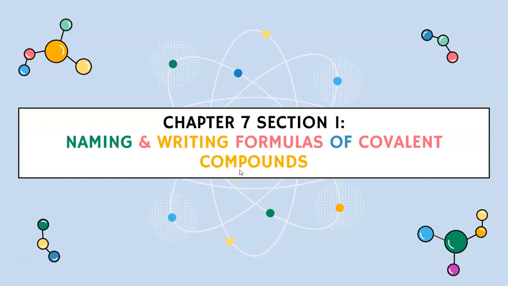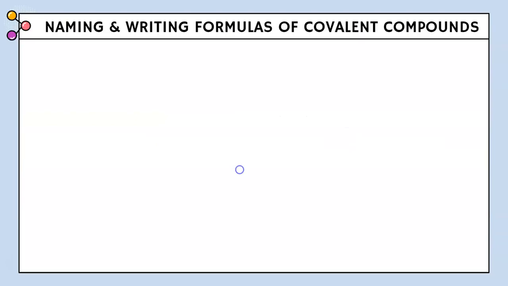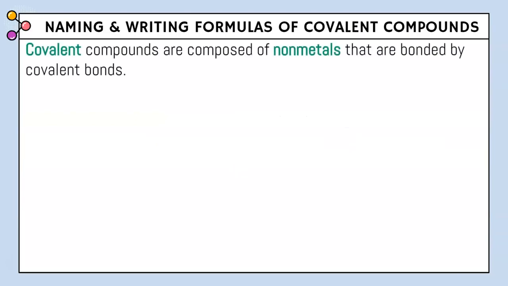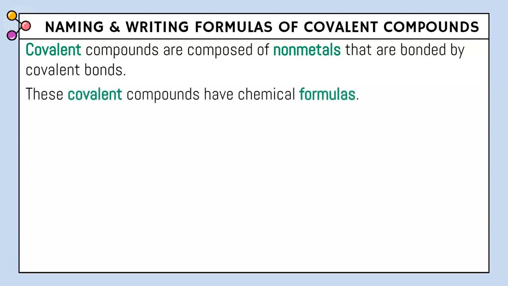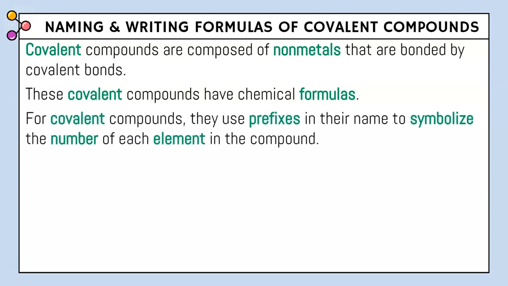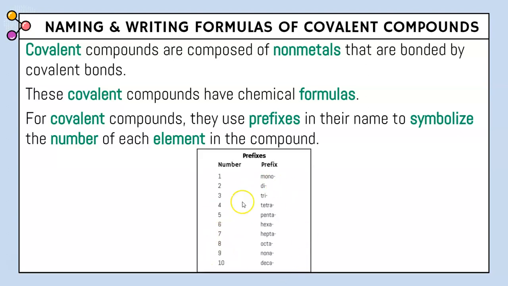Today we're going to be talking about naming and writing formulas of covalent compounds. Covalent compounds are composed of nonmetals that are bonded by covalent bonds. These covalent compounds have chemical formulas, and for covalent compounds, they use prefixes in their name to symbolize the number of each element in the compound. And here is the list of our prefixes.